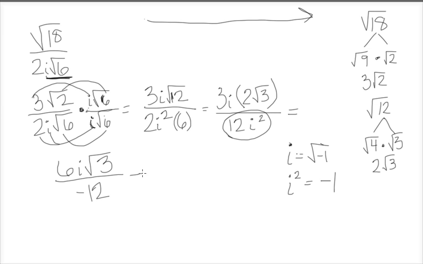Alright, so we're almost done. One last step of simplifying and we'll be finished. So I have 6 and I have -12. There's a common factor. The common factor here is 6. 6 goes into 6 one time, so I cross that out. 6 goes into -12 -2 times, so that 12 becomes a 2. And I end up with an answer of -i square root 3 all over 2.